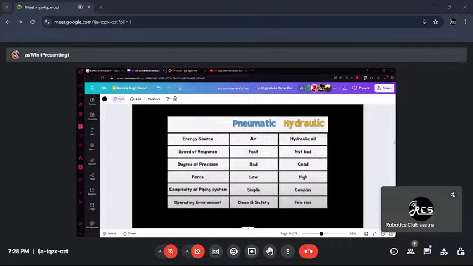But in the case of hydraulic, the piping system is complex because you need to transport the oil from one tank to another tank to be compressed, and the used oil must be discarded carefully. So the operating environment will be clean and safe for pneumatic, as it uses air as the energy source. And if hydraulic uses hydraulic oil, there will be fire risk because oil might be flammable. Electrical drive will be explained by Ashwin. I would like to hand over this session to Ashwin.